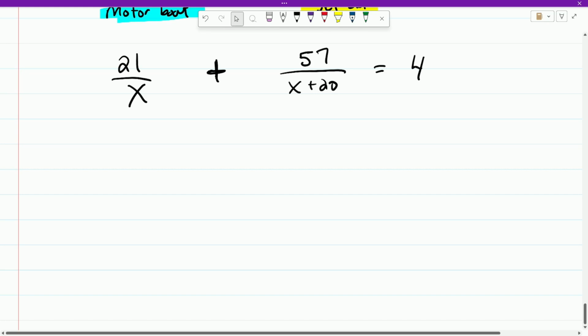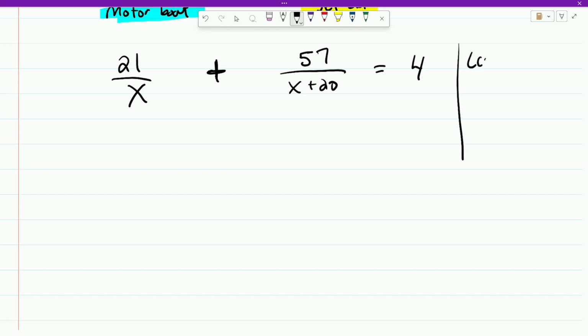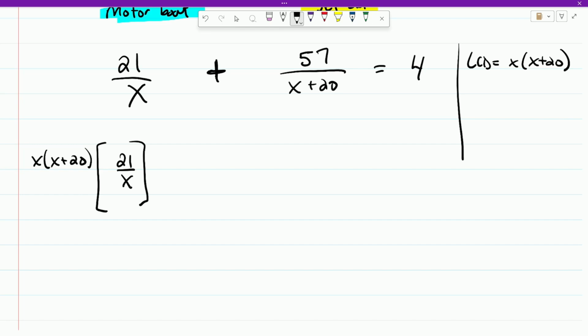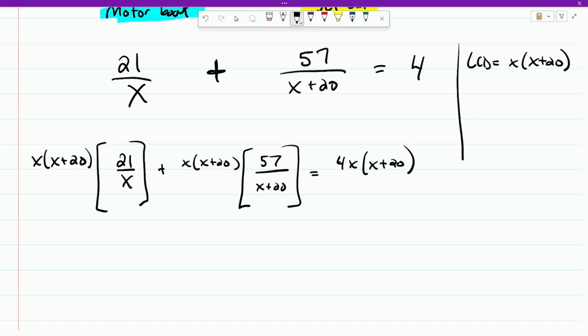Now, for this scenario, I would just do this the traditional way. Our LCD, I'll do it off to the right here, is just the multiplication of the denominators that we have. So I'm going to multiply each one of these by x times the quantity x plus 20. I'm just going to write this out here. Then I'll highlight what I'm going to simplify first.